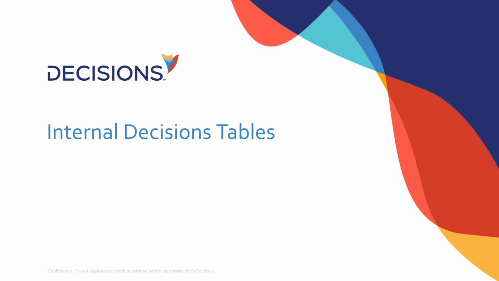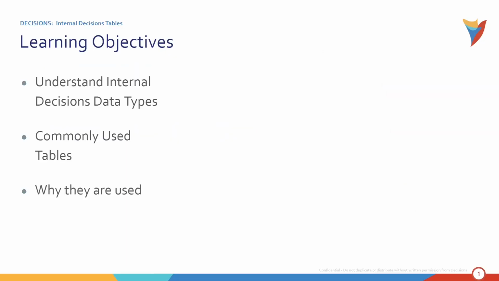We will be talking about the following. We're going to understand what the internal decisions tables are and their data types. We're going to understand the commonly used tables, and then we're going to talk about why they are used. So pretty simple. Understand that decisions has internal data types, how we use it, and why.